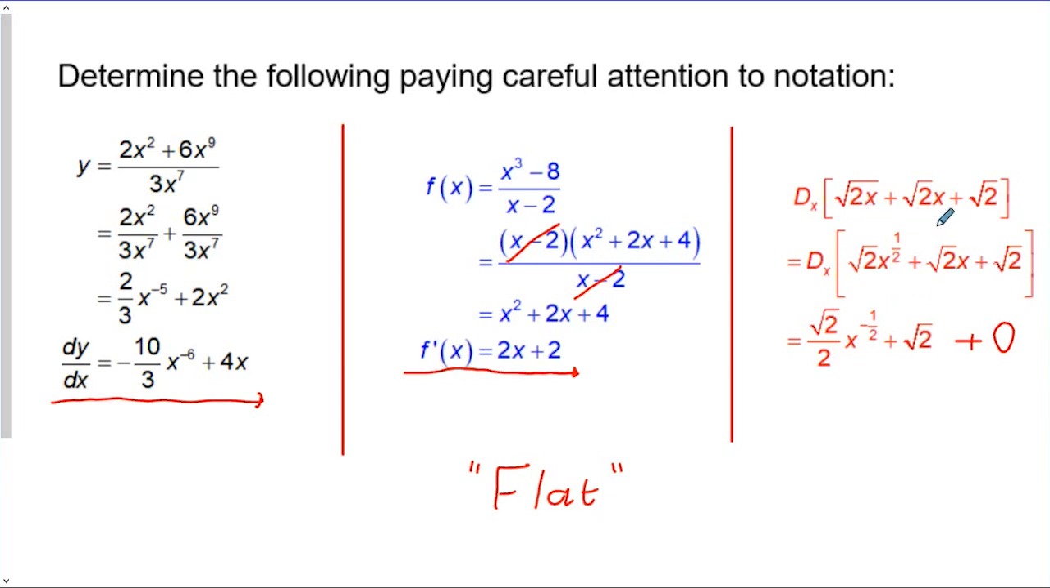Notice that these are numbers, the square root 2's. Notice the difference between the first and the second term. The first term, the x was inside the square root sign. The second term, the x was outside. Right, now it's ready to differentiate.